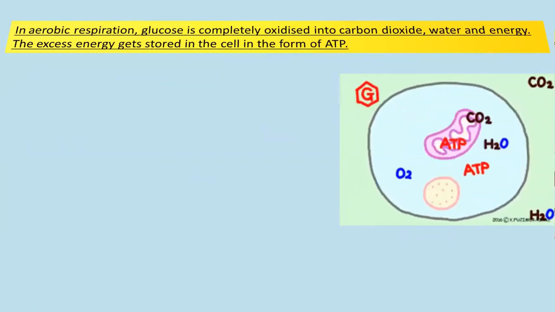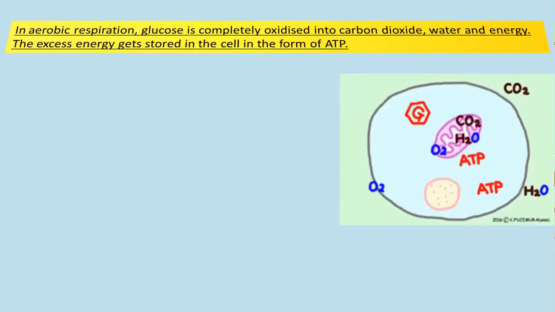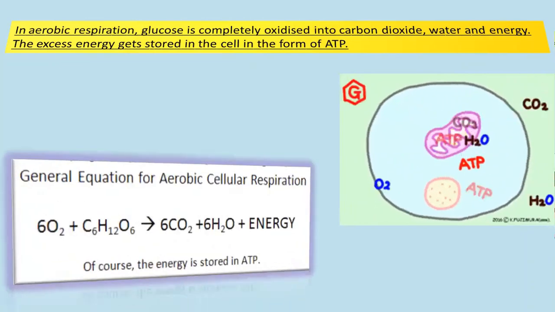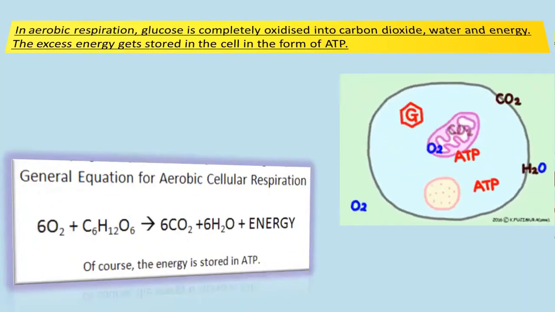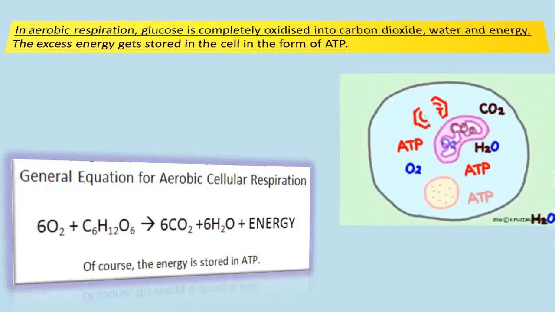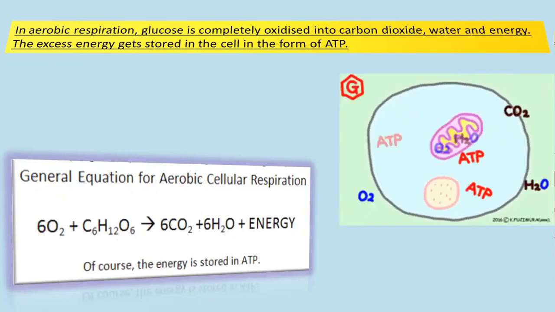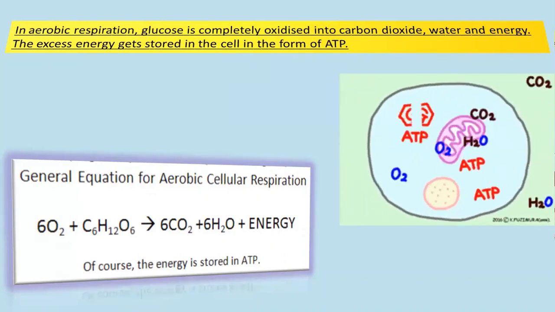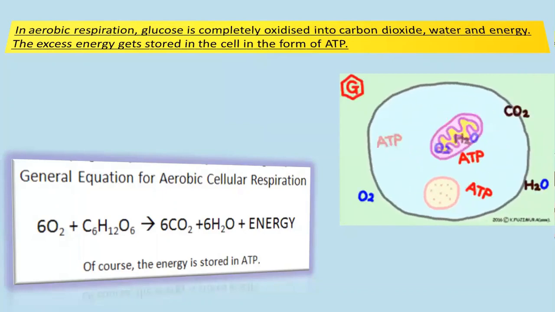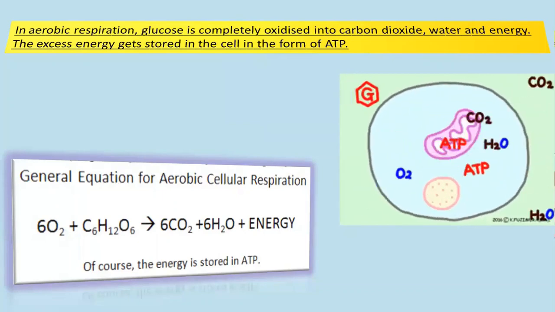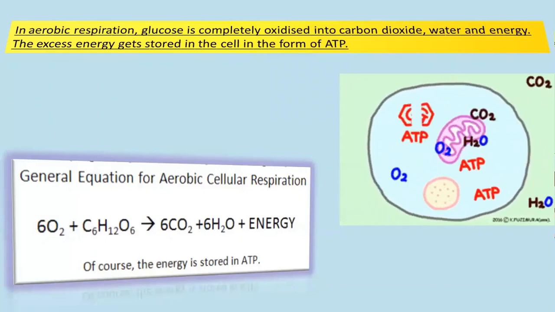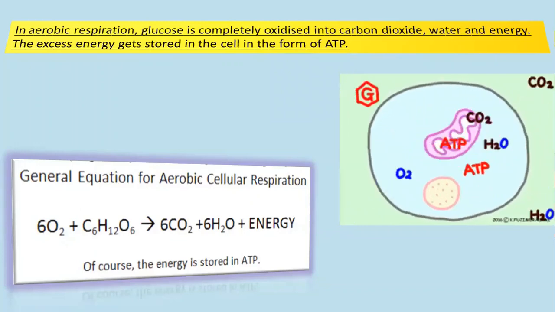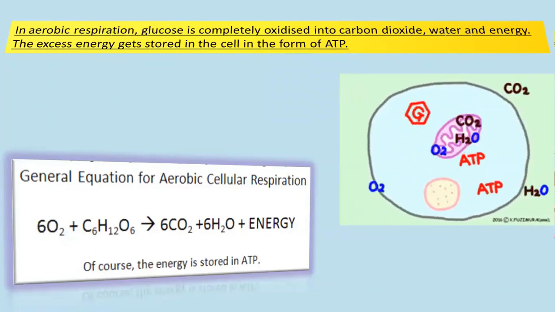And what happens with the excess of energy? The excess of energy, of course, gets stored in the cells in the form of ATP. So here is the following general equation which represents aerobic respiration. Here you can see that when 6 molecules of oxygen get combined with glucose, that is C6H12O6, that leads to the production of carbon dioxide, that is 6 molecules of CO2, plus 6 molecules of H2O, that is water, and energy. And of course, the energy is stored in the form of adenosine triphosphate.